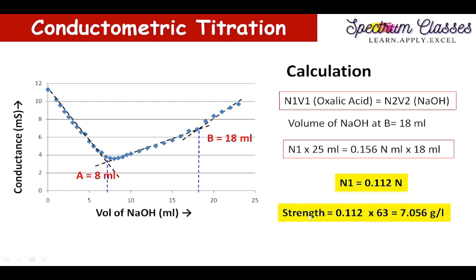If we calculate the strength, it is normality times the equivalent weight of oxalic acid, which is 63. Now you may have a question: oxalic acid has a different molecular weight, so it is with dihydrated molecules, right? So 63, and on multiplication we get this much in grams per liter.